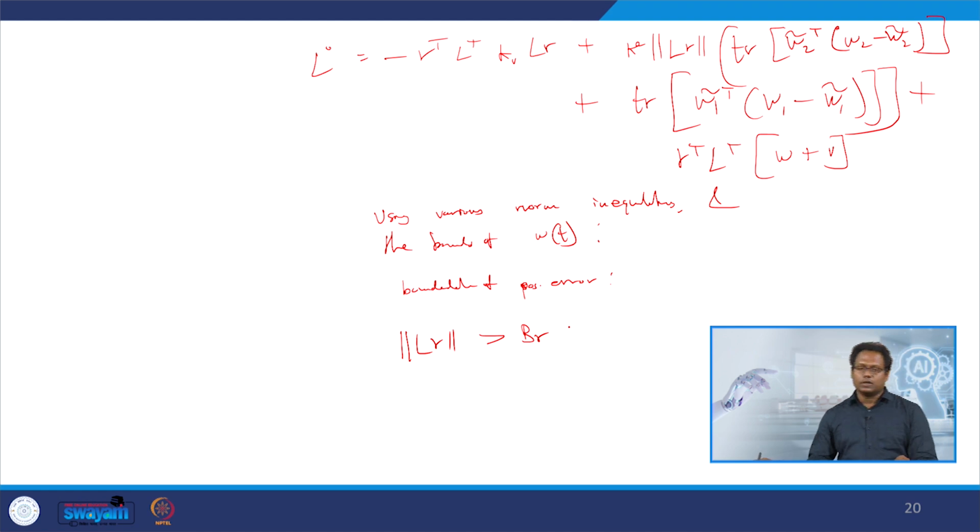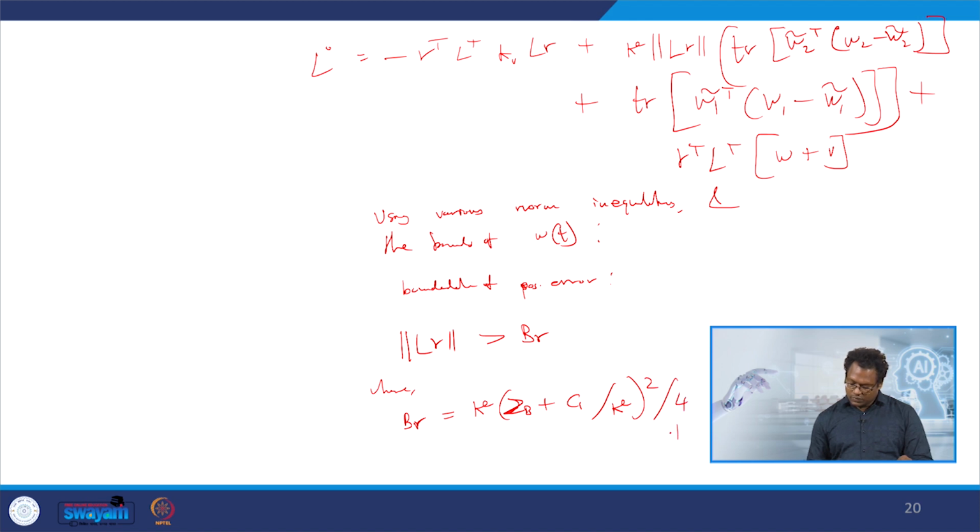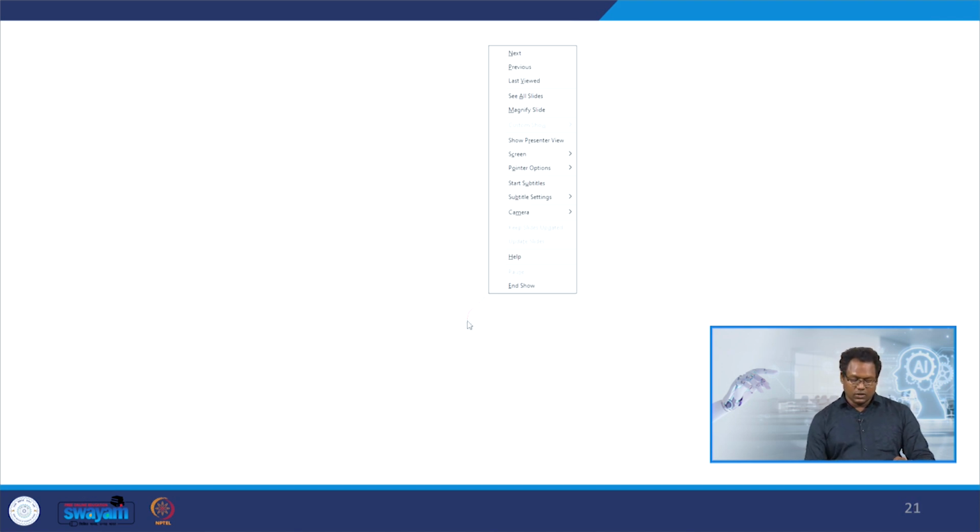Okay. So, ||r|| is greater than B_r, where B_r is given by (kappa multiplied by Z_B plus C1 upon kappa, whole square by 4 plus C0) divided by K_V. Which means that the position error can be made very small by increasing the gain K_V, that is what it means.